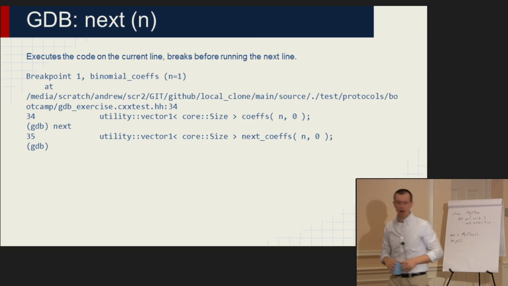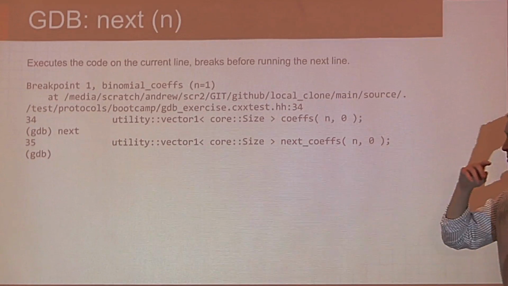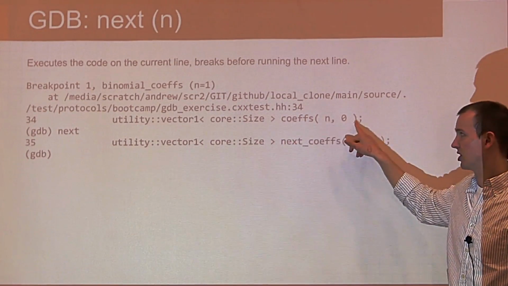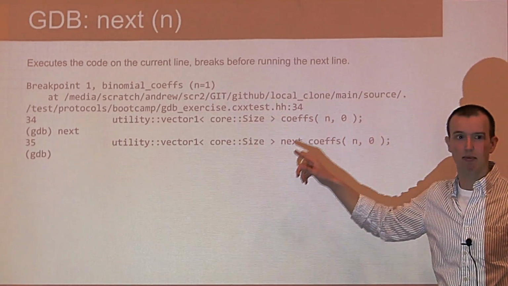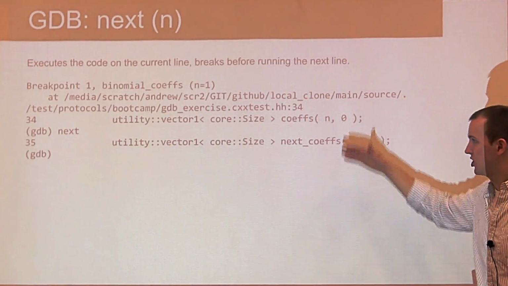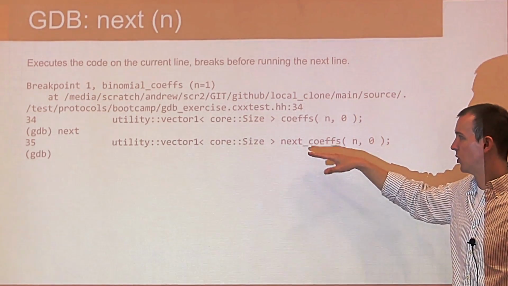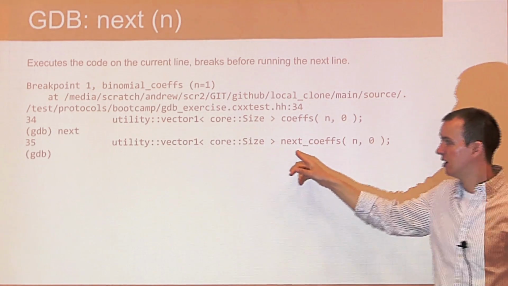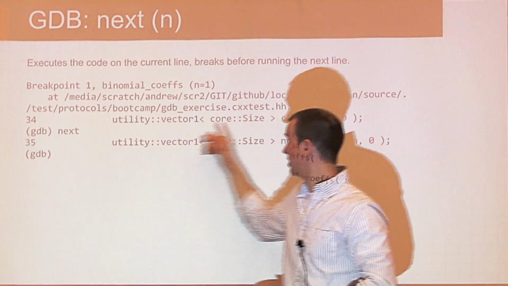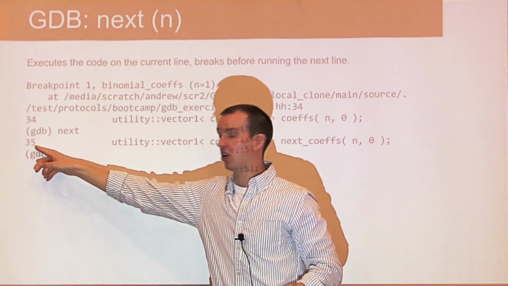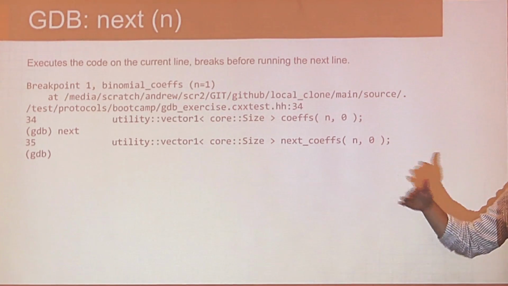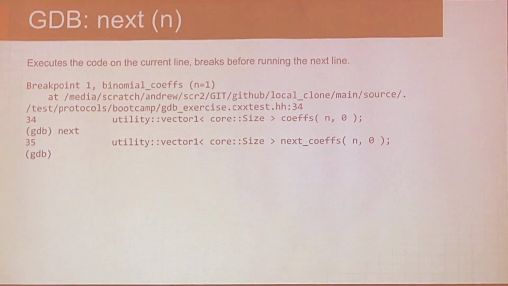So in this example, I'd set a breakpoint on line 34, at the line where I'm initializing this vector of size n, and I want that to just happen. So I want to step to the next execution, so I say next, and that brings me to the next line in this file. This is line 35. It tells me what line I'm on and the contents of that line. This line hasn't yet executed, and execution has stopped. GDB is waiting for user input.